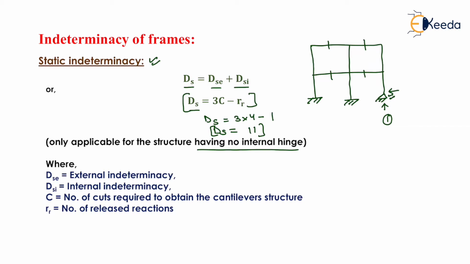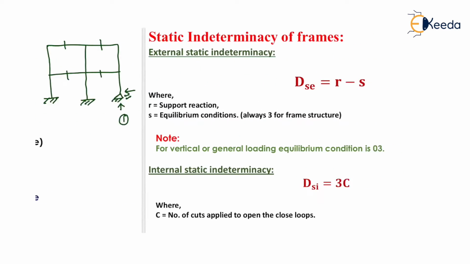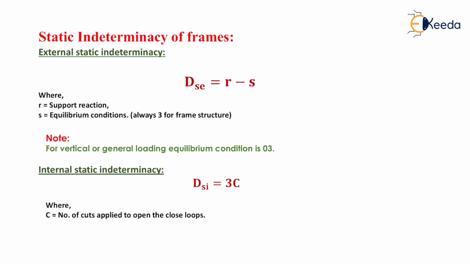Okay, now we had discussed the static indeterminacy. Now we can move to the external static indeterminacy. Now if we want to compute the external static indeterminacy, then the formula will be same as that of beam, that is R minus S, where R is the support reaction and S is the equilibrium condition. In case of frame, the equilibrium condition will be 3 for both the cases, that is for general loading as well as for vertical loading, because horizontal reaction will also be developed in case of vertical loading.